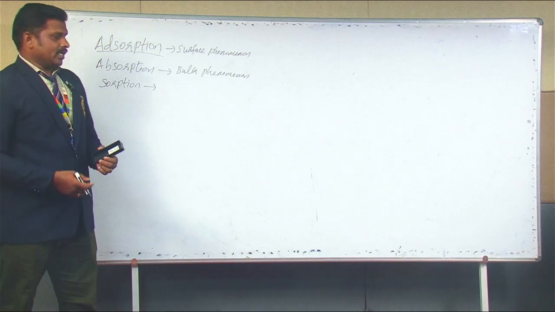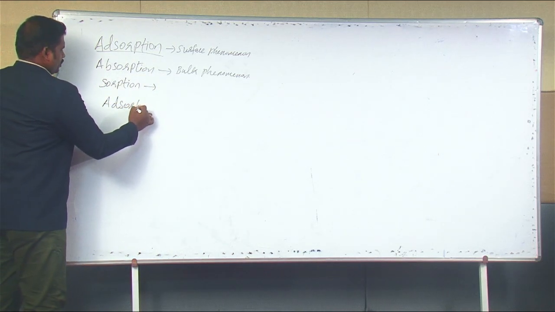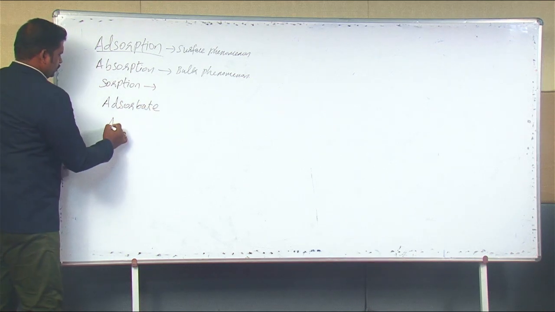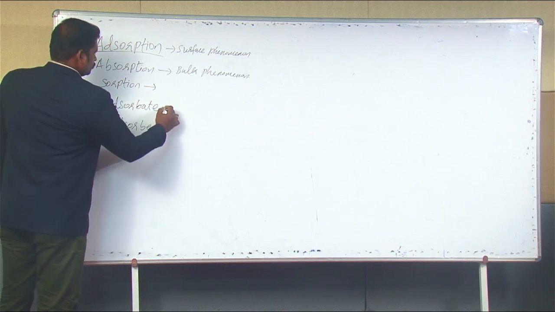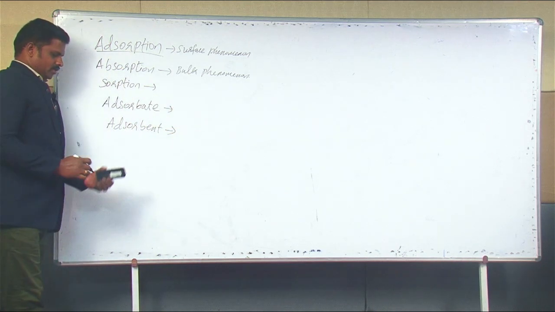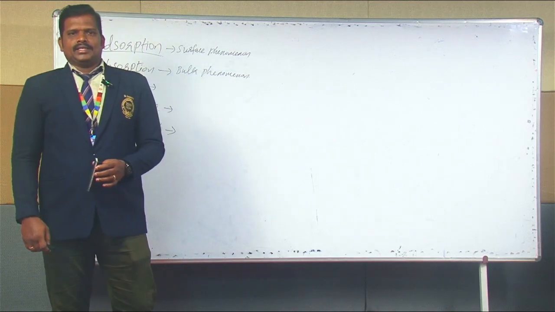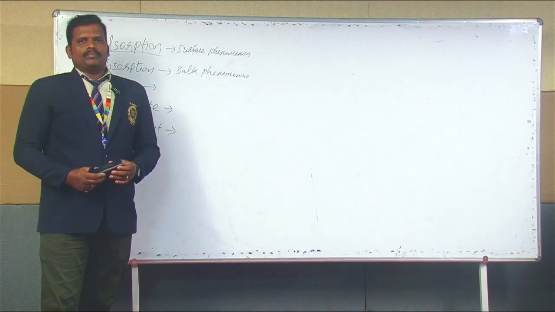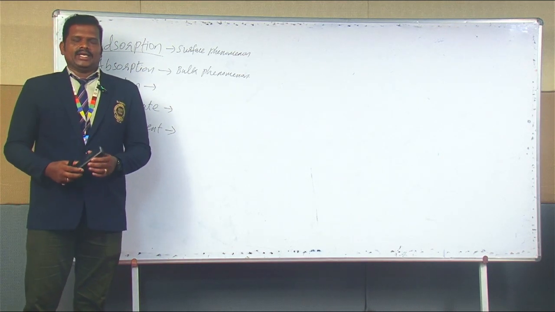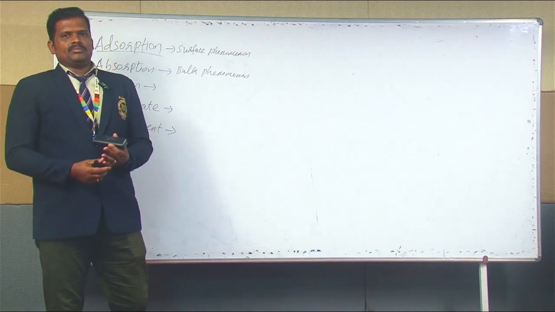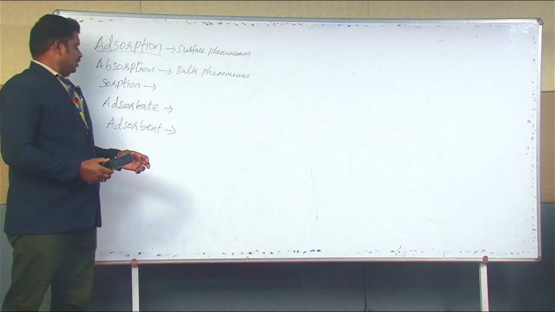Then the important two things we need to discuss to understand adsorption are adsorbate and adsorbent. First of all, what is adsorbate? Adsorbate is the gas or liquid which is held on the solid surface. That means the substance which is held on the surface of the solid is called adsorbate.